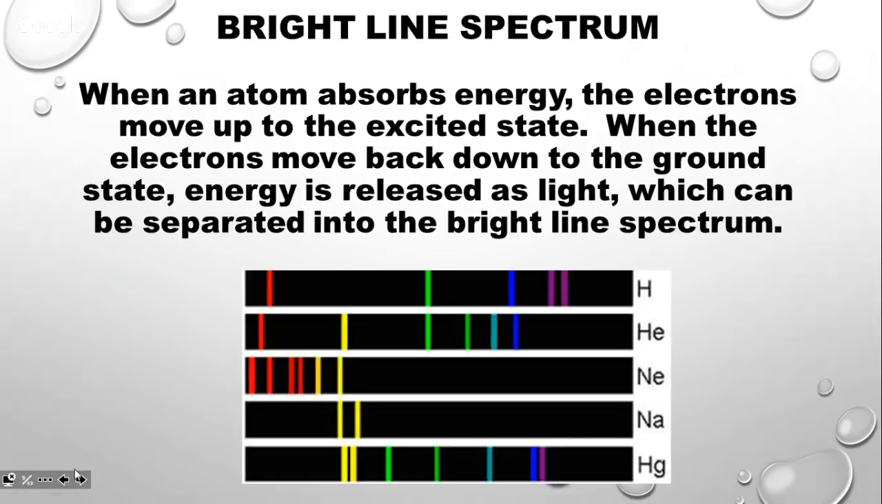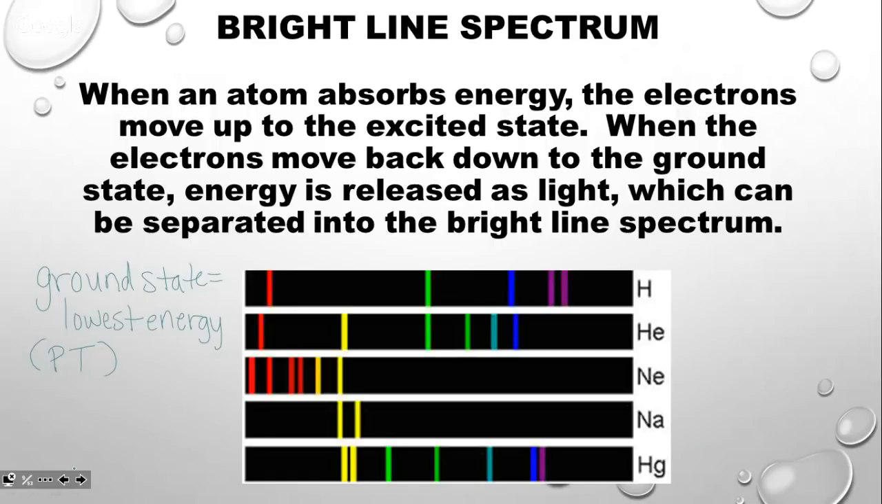So when we talk about the bright line spectrum, remember that we have energy changes associated with electrons moving up and down levels. So remember that the electrons usually exist in the ground state. The ground state is defined as the lowest energy configuration for electrons. And remember, the ground state is found on the periodic table.